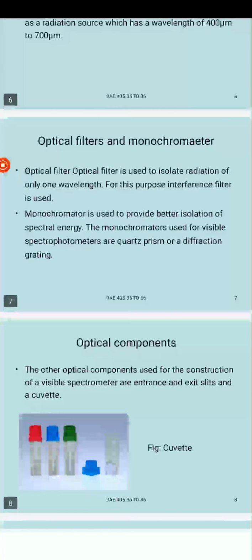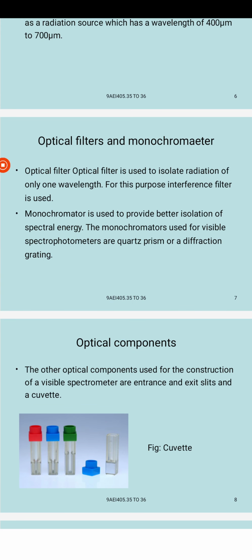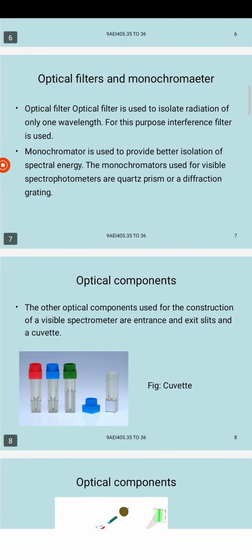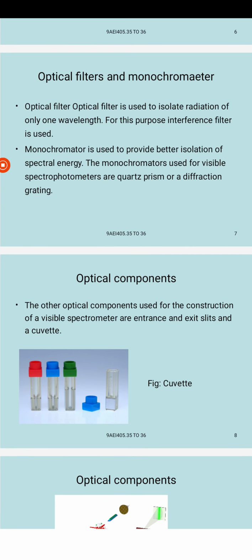Optical filters and monochromator. Optical filter is used to isolate a radiation of only one wavelength. For this purpose, interference filters are used. Monochromators are used to provide a better isolation of spectral energy. As monochromators in visible spectrophotometers, quartz prism or diffraction grating may be used.